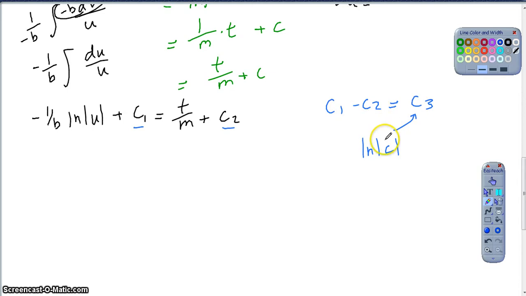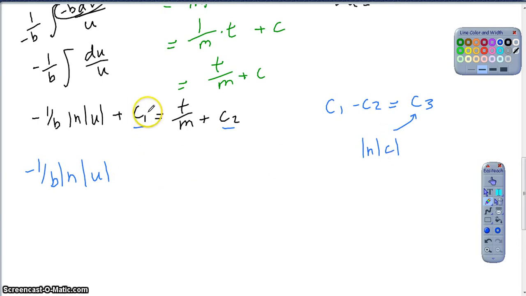Again, these are all just numbers, so I guarantee no matter what two numbers these are, there's some third number that I could find such that the ln of that number actually equals c. The reason I want to do that, I still have my negative 1 over b, I still have my ln of u, which in a moment I'll replace u here with what I have defined it for.